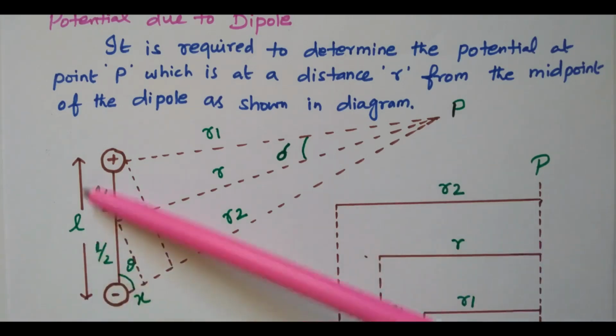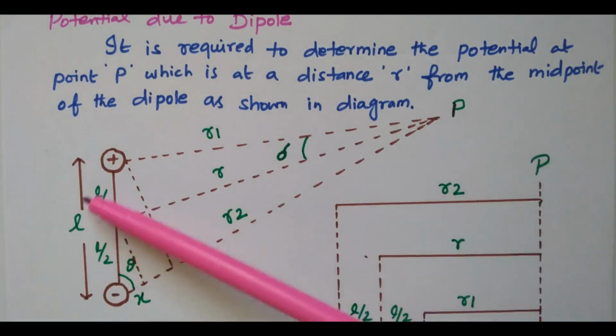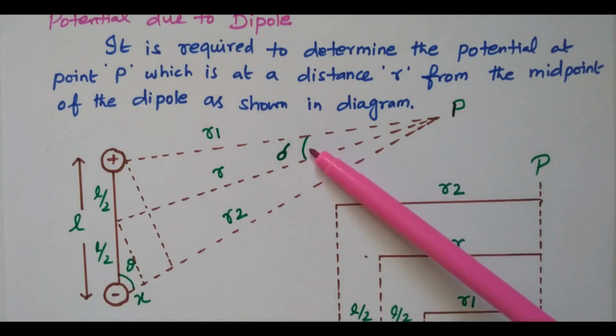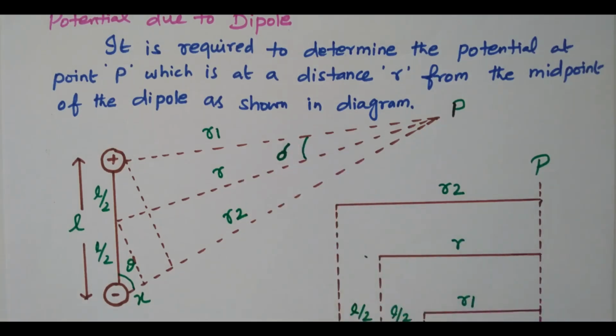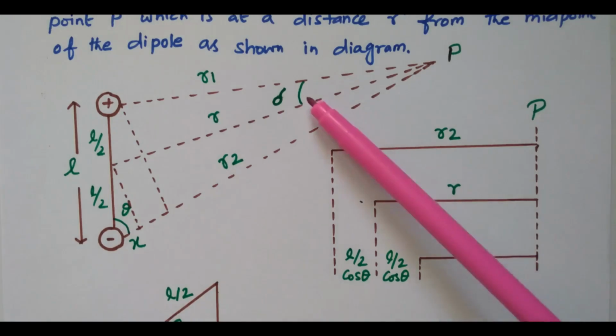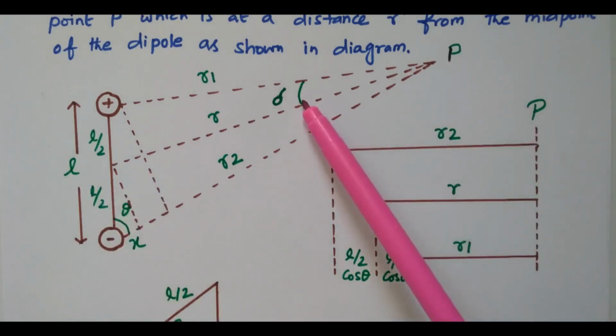So we assume that this length is very less and this point P is located very far away from this dipole. Based on these two conditions, this delta is negligible. We can neglect the delta, so that these three lines become parallel lines, like R2, R, R1, right? Why are we neglecting it? The distance between the dipole and point P is very large and the length is very less. Based on the two conditions, the delta is neglected so that these three lines become parallel lines.